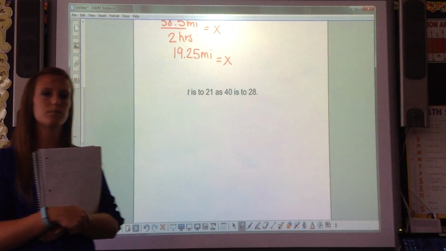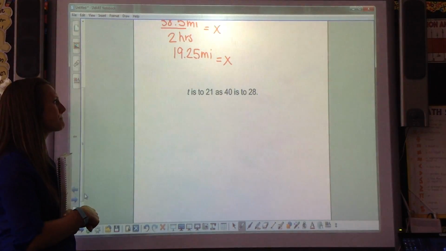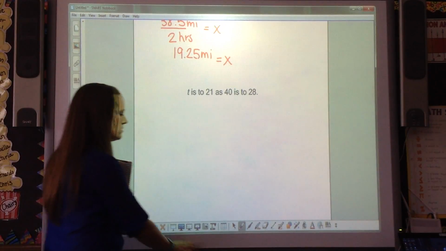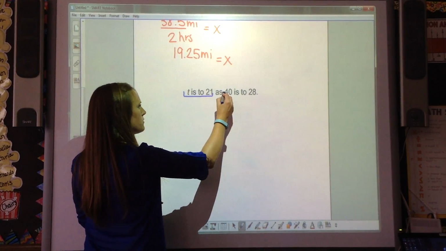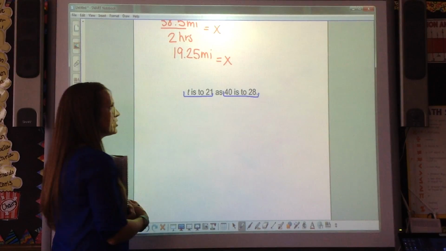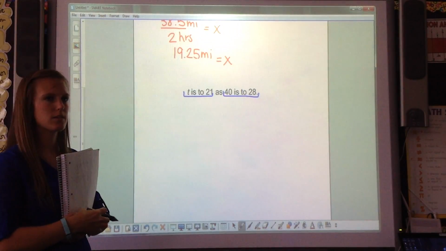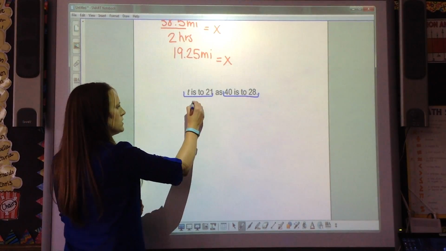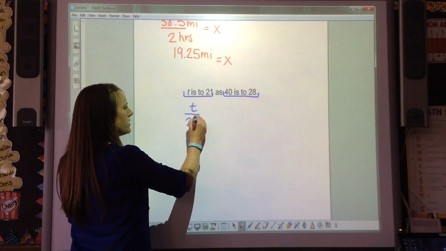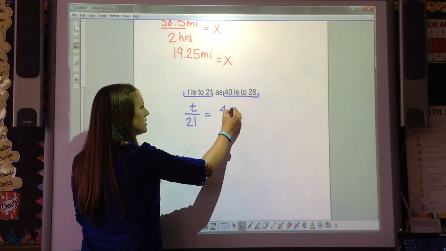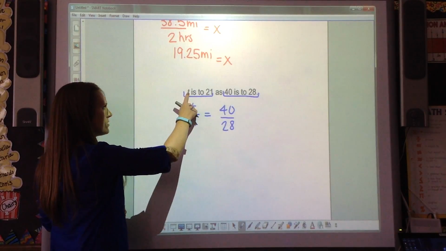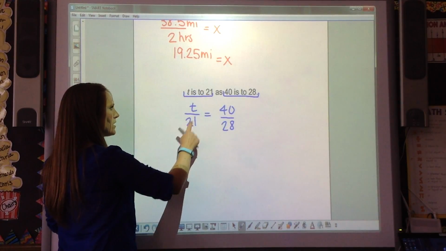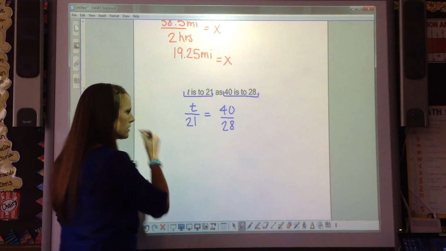These are proportions. They're going to break them apart with the word "as." This is your first ratio, this is your second ratio. The "as" is kind of your "is." It's going to tell you to put it equal to. T is to 21, as 40 is to 28. Again, look at T is first, this goes here, this is second, this is first, this is second.